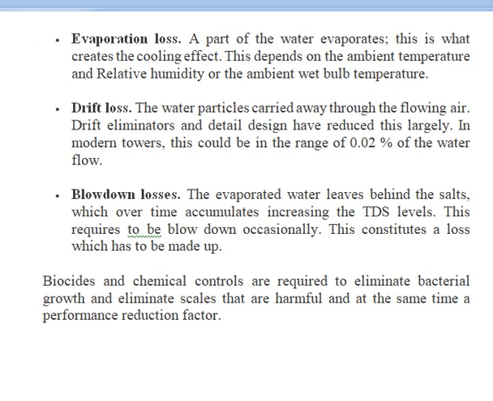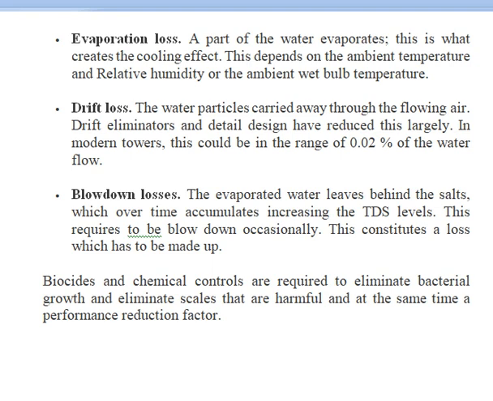Then the last one, the blowdown losses. The evaporated water leaves behind the salt, which over time accumulates, increasing the TDS level. This requires blowdown occasionally. This is a loss which has to be made up. That means, suppose the evaporated water leaves the salt.